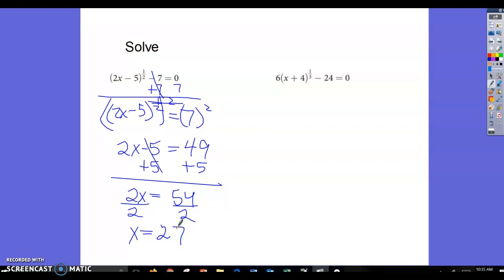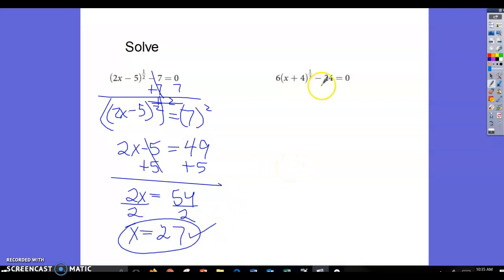All right, so plug it back in and see if it works. So let's plug it in real quickly. 27 times 2 is 54. 54 minus 5 is 49. 49 to the 1/2 power, same thing as square root of 49, so a 7. 7 minus 7 is 0, so this works.